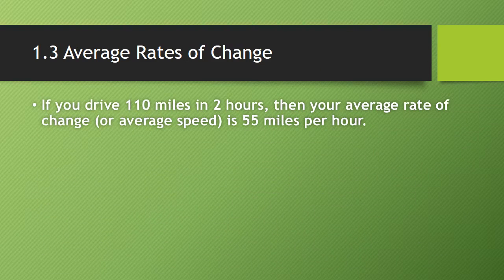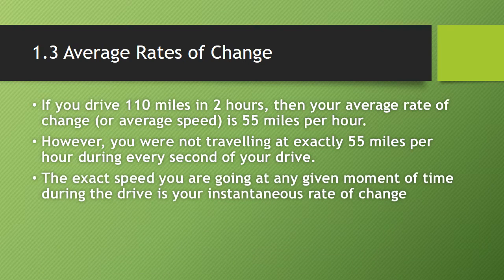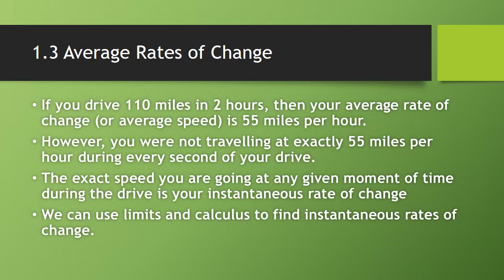If you drive 110 miles in 2 hours, then your average rate of change, or your average speed, is 55 miles per hour. And we get that by doing 110, your distance, divided by 2 hours, your time. However, it doesn't mean you are driving exactly 55 miles per hour during every second of your drive. The exact speed you're going at any given moment of time during the drive is what is called your instantaneous rate of change. And we can use limits in calculus to find instantaneous rates of change.